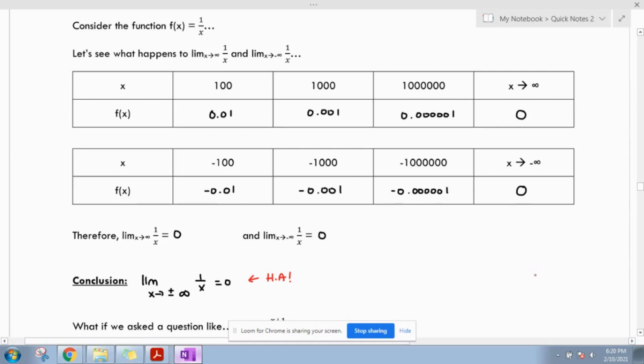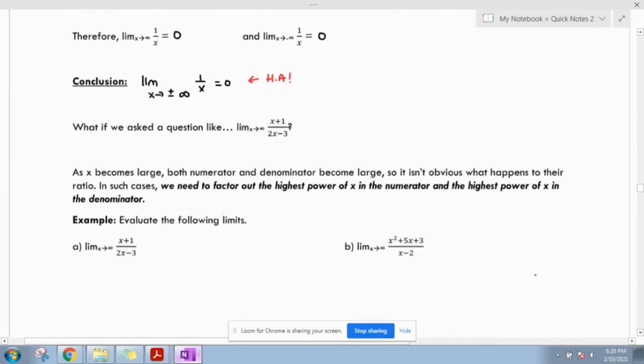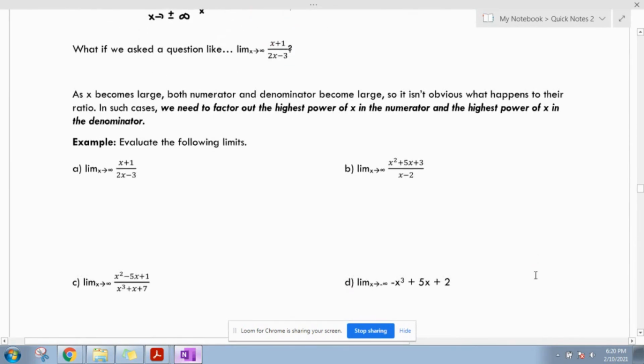Now, in this particular case, we were able to use a table of values, but a table of values isn't necessarily going to be the best way to figure out the limit when you're dealing with x approaching infinity or x approaching negative infinity. So there's got to be a better way to figure out our limits at infinity. So let's take a look. Like I said, what if we asked a question like, what's the limit as x approaches positive infinity for x plus 1 over 2x minus 3?